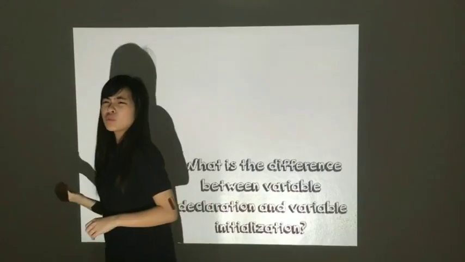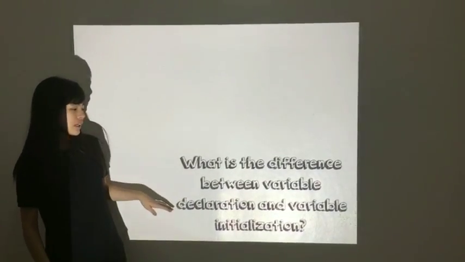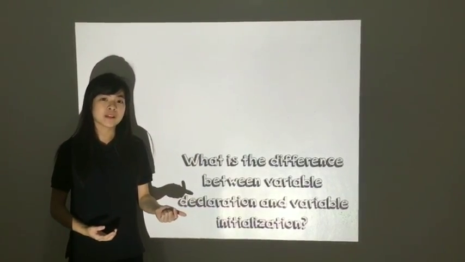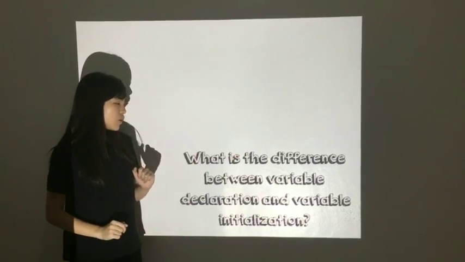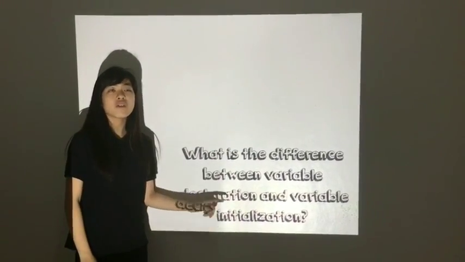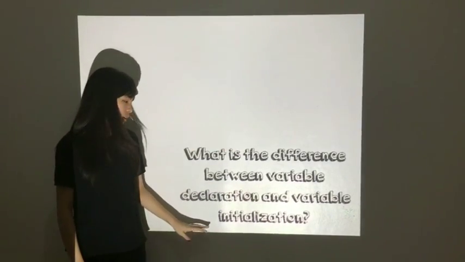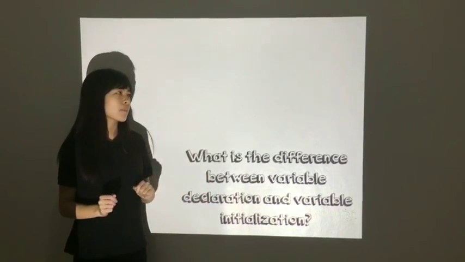Now what is the difference between variable declaration and variable initialization? It's pretty simple. Variable declaration is about declaring all the variables that you will be using in your program, putting it in a data type and then declaring the variable itself, while variable initialization is simply giving a variable its initial value. Not all variables need to have this initialization, but it will be essential in some parts.